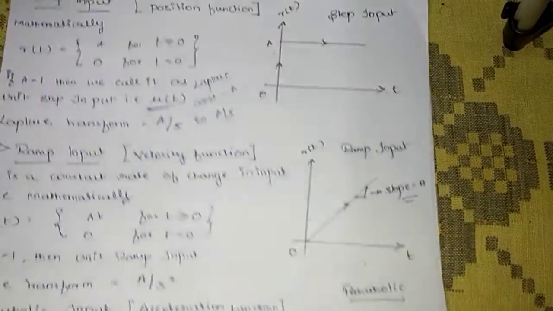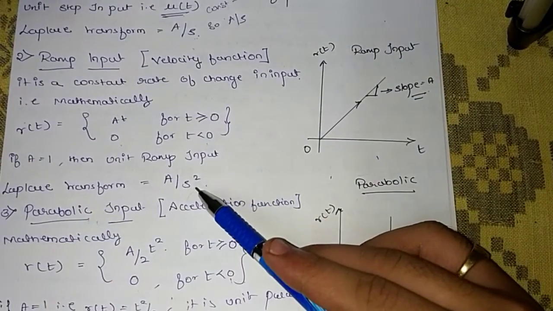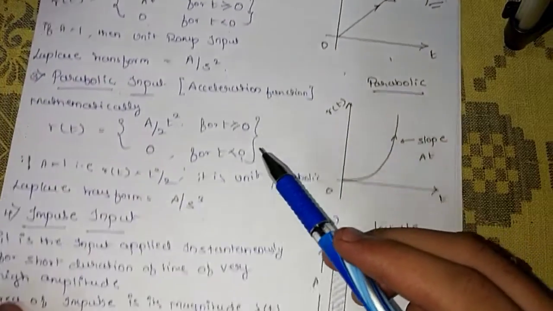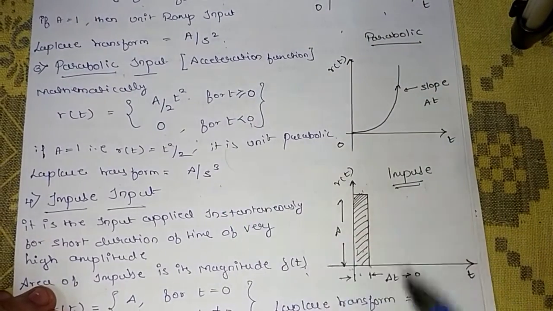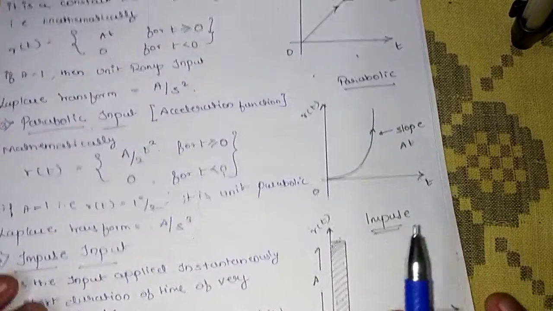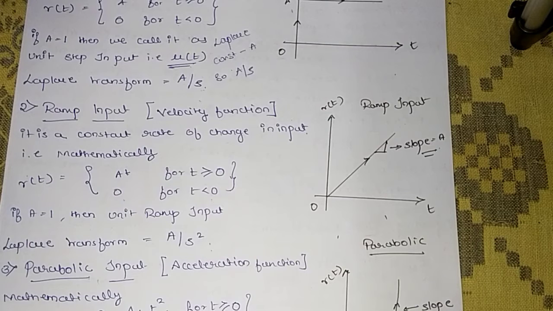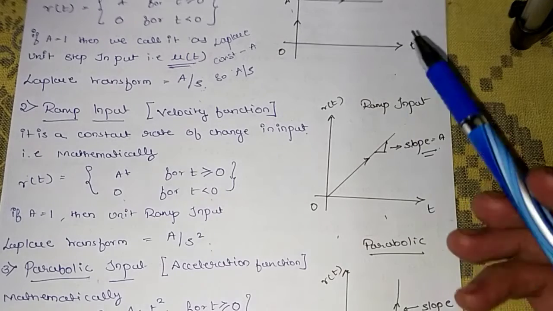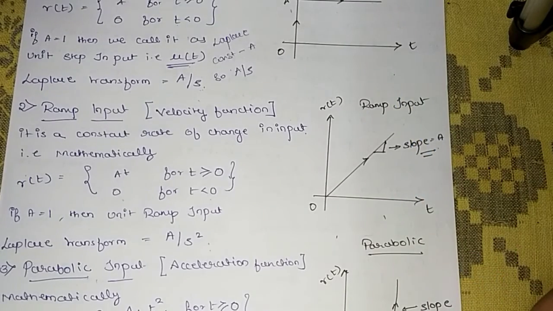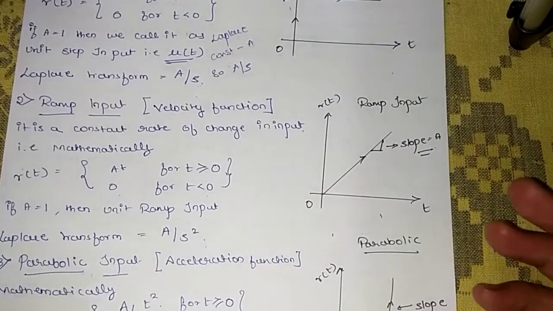Remember, it is very simple to remember all the Laplace transforms. See, for the step input we have a by s. For the ramp input we have a by s square. For the parabolic input we have a by s cube. Then for the impulse it is 1. Remember in the order step, ramp, parabolic, impulse so that you can easily recall them. All these graphs and the mathematical expressions are important, and they are very easy to remember.